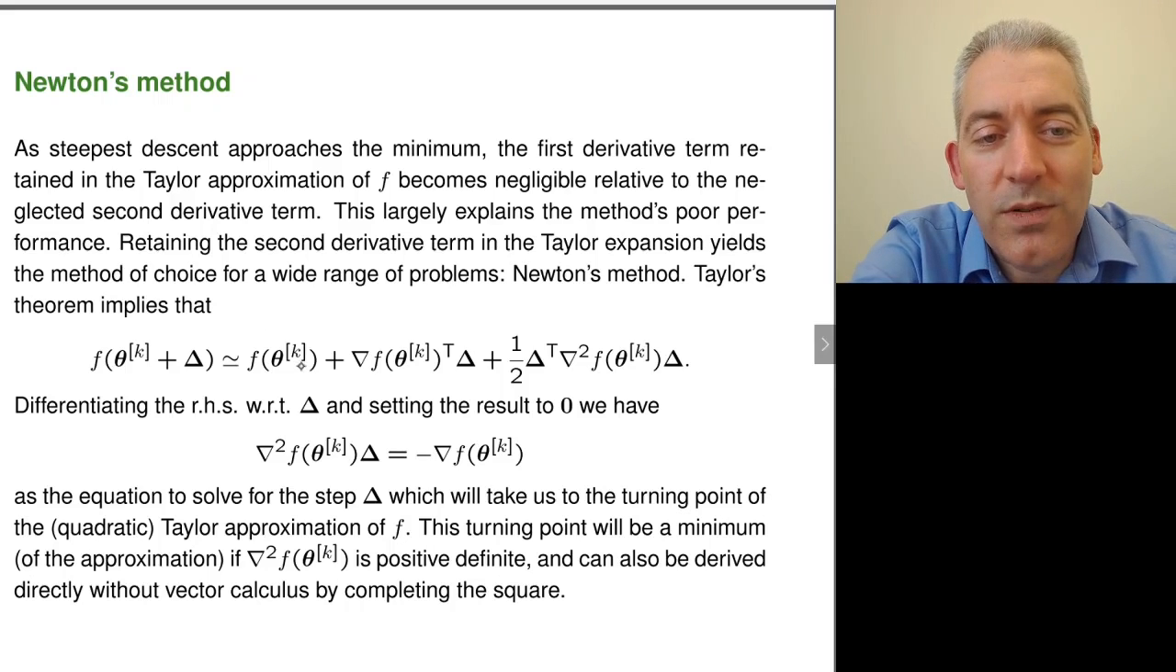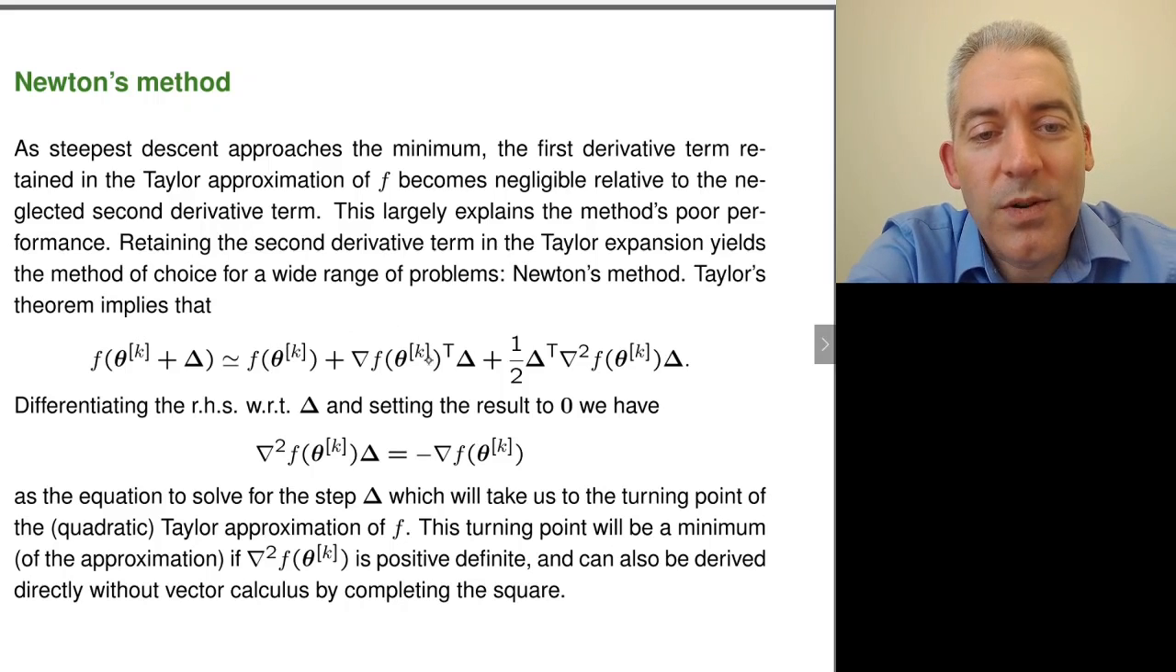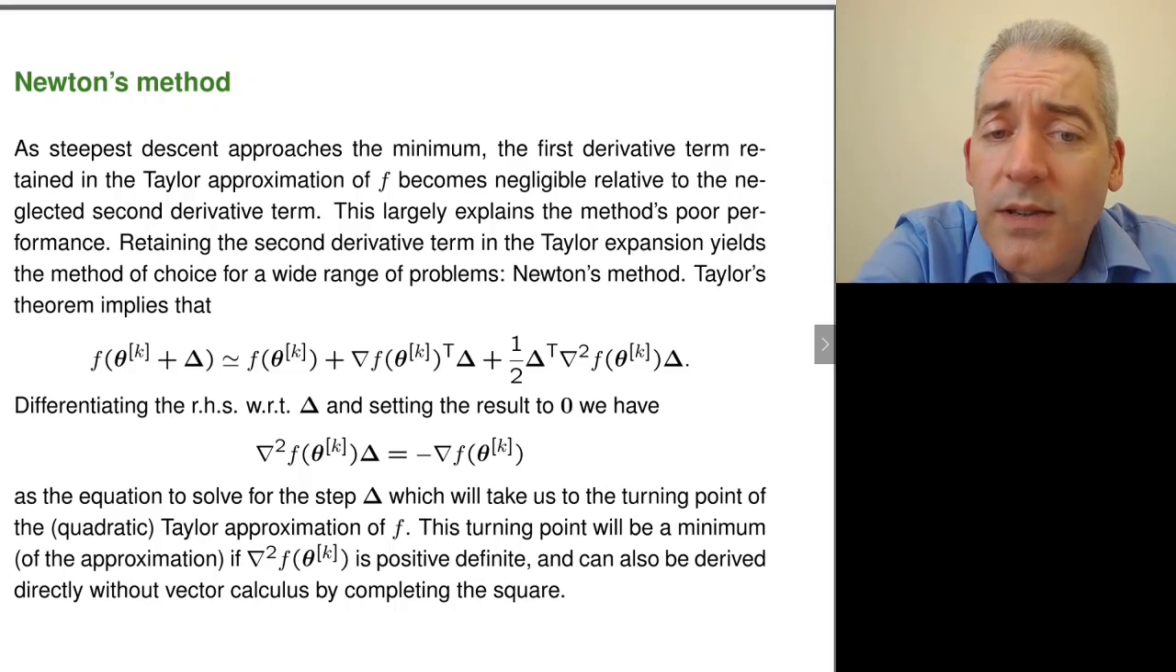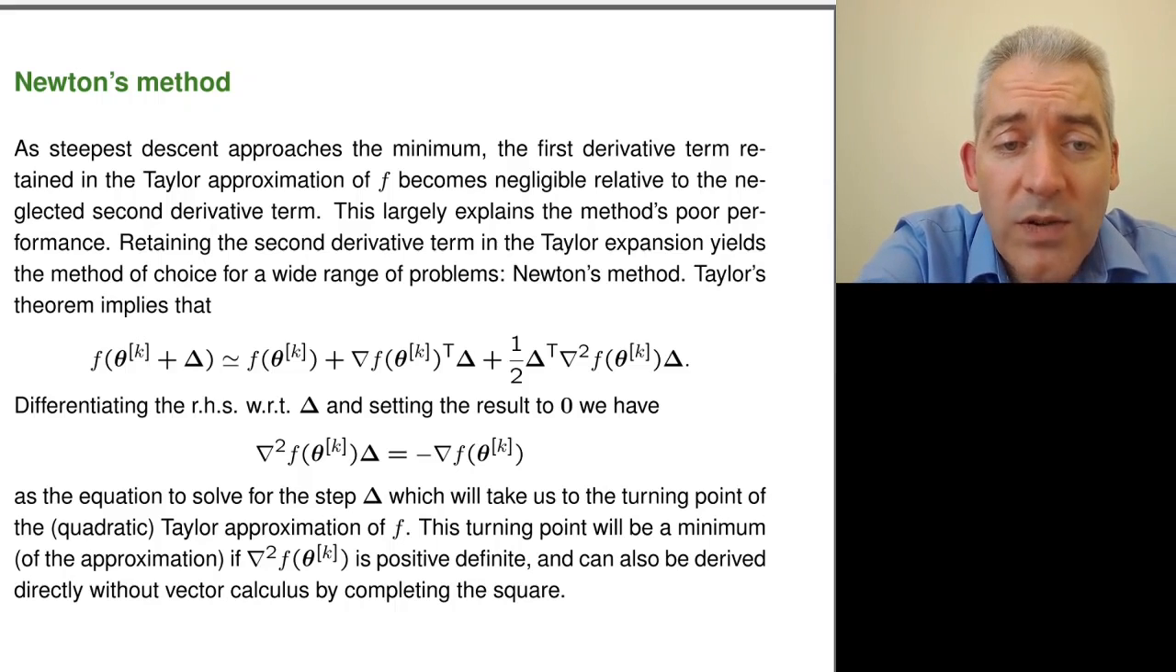So just to be clear, this constant term drops out. This one differentiates to give you your f_k here, and this quadratic differentiates to give you, well, twice this times delta, but the twice cancels with a half, so you just get this term here. So that's where this comes from. This term gives you this term, and this term gives you this term. Okay, so you differentiate and equate to zero, you get that equation there.